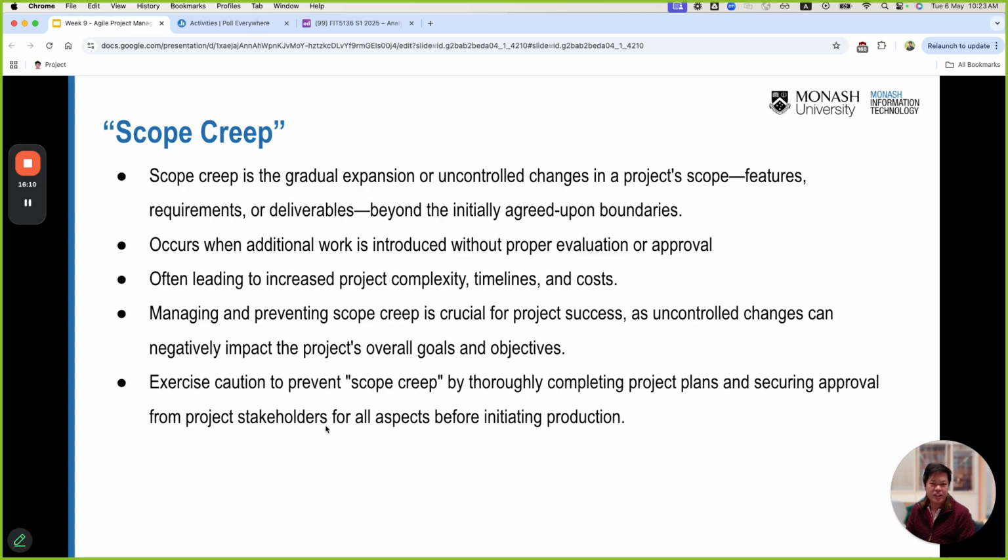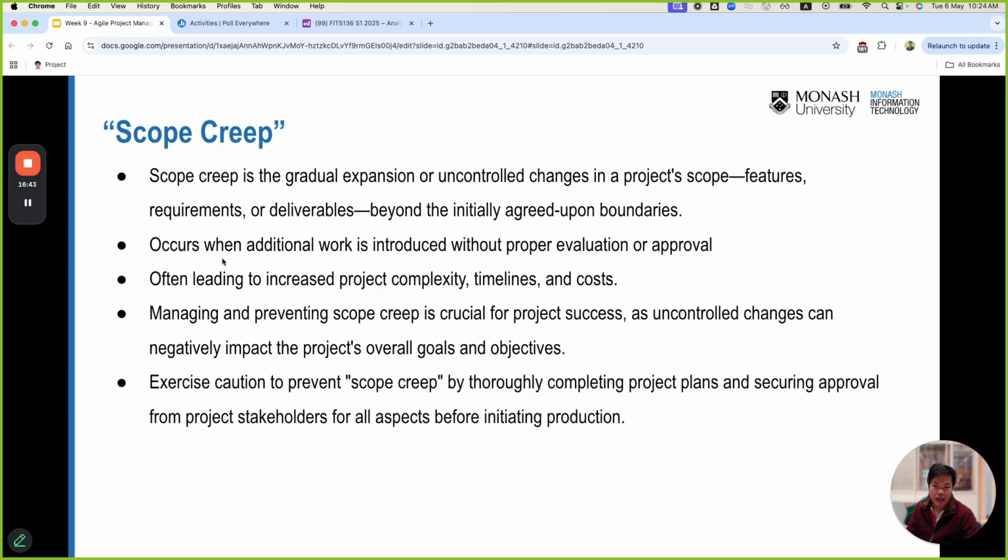And by definition, scope creep is a gradual expansion or uncontrolled changes in the project scope. It could be more features, more requirements, increasing the complexities of the deliverables beyond the initially agreed upon boundaries. So it's about what the initial set of boundaries is, and when you don't define it properly, it could outgrow like crazy, and it will backfire on yourself and the team.